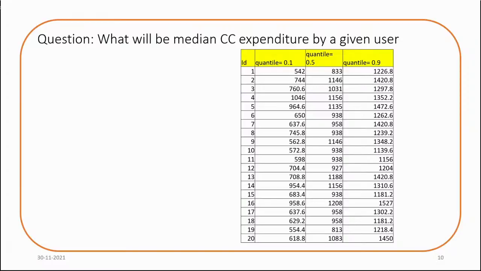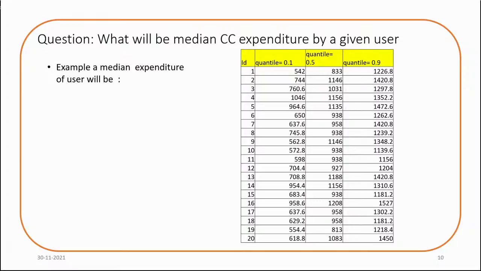After creating the model, we predicted all the values we had in the 20% testing data set. And the first question anyone will ask is, what will be the median credit card expenditure? This is the result we obtained. The median credit card expenditure of a user will be according to this table. This table has 3 columns: quantile 0.1, quantile 0.5, and quantile 0.9. The 0.5 quantile is the median value, the centermost value of our distribution obtained from the regression forest, and the 0.9 quantile value is the highest value.